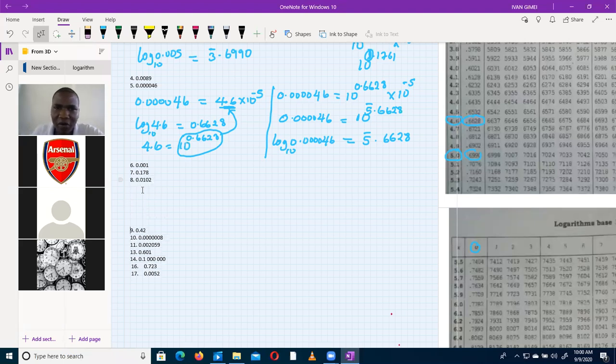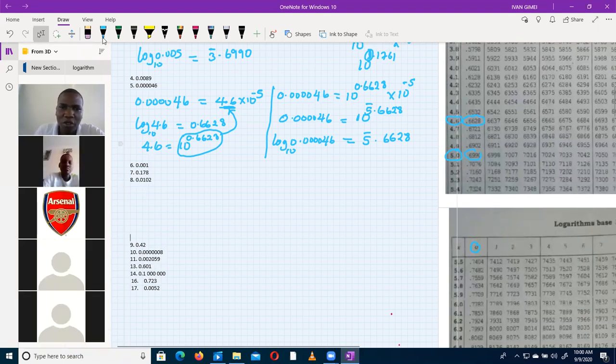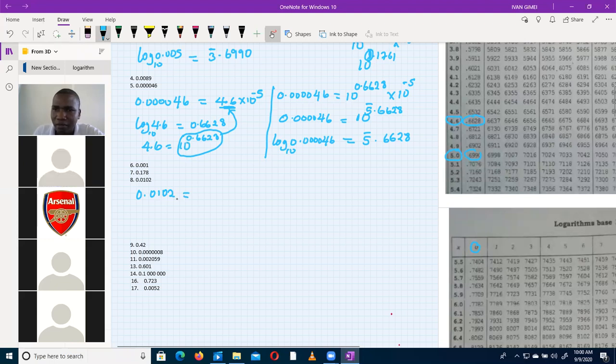They want to find the logarithm of 0.0102. So here the first thing I'll do is I express this in standard form. 0.0102 in standard form is equivalent to 1.02 times 10 to the power -2.